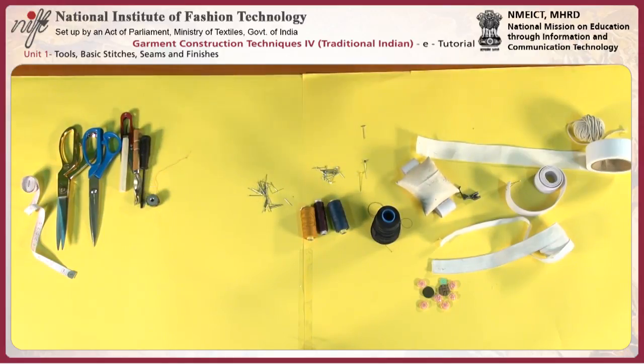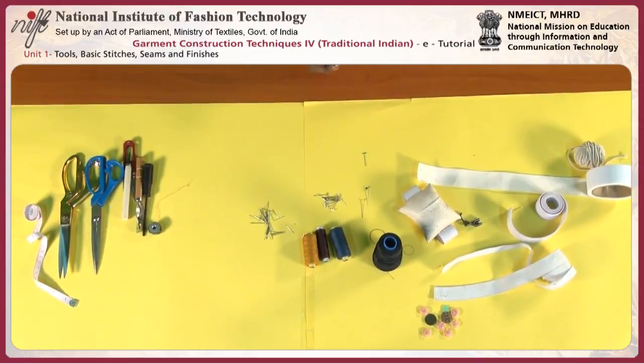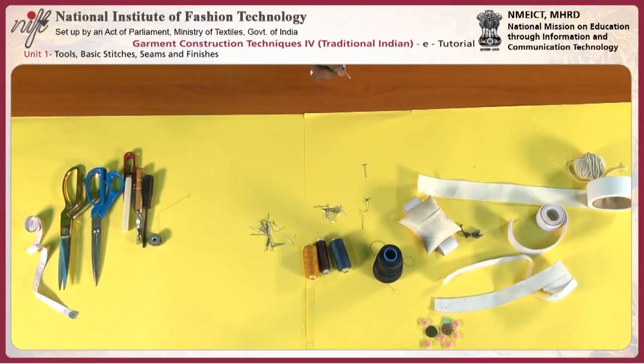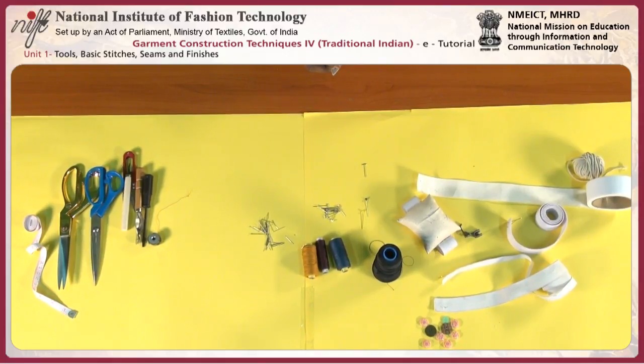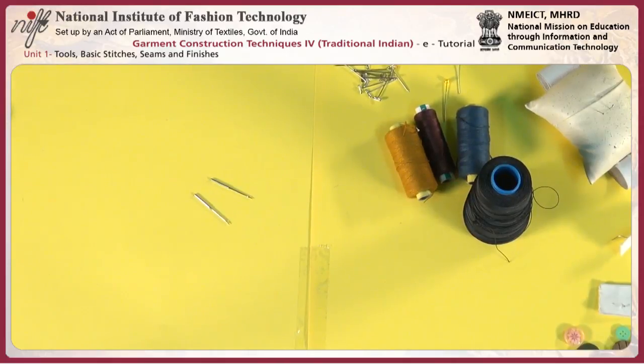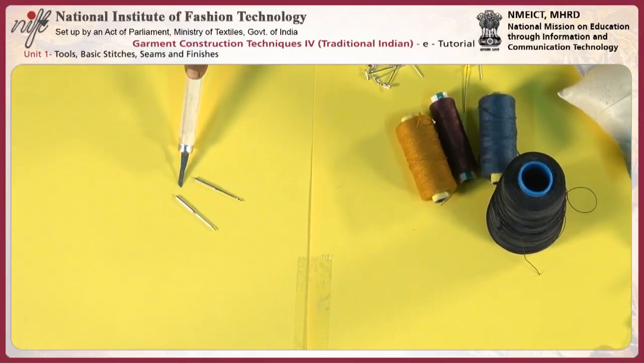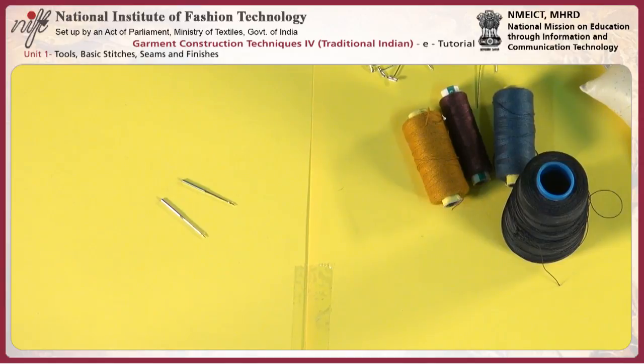And then the machine needle. The machine needle is necessary to sew in the machine. So, when we are fixing the thread, we have to fix the needle also. This is a sewing needle for a single needle lock stitch. It is a DB cross one.